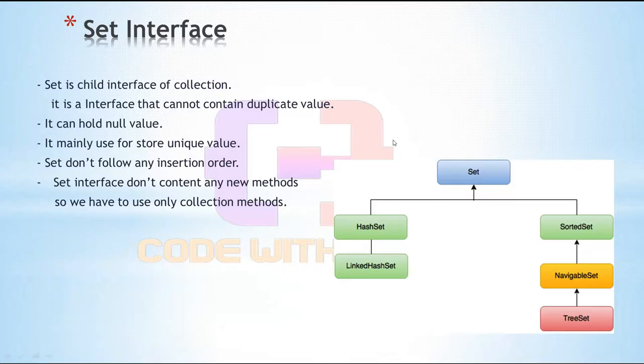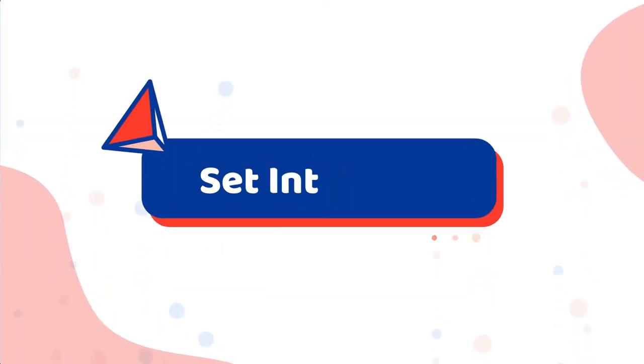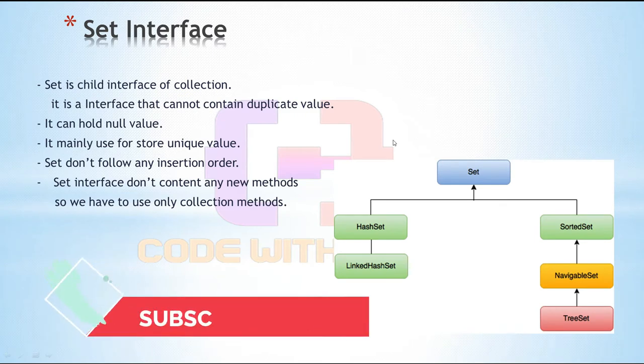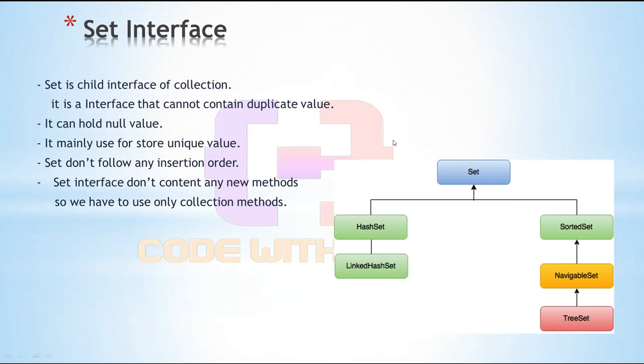In the last video we saw the queue interface. In this video we are going to discuss the set interface. We already discussed the list and queue interfaces, where we can happily store duplicate values. But now I have a requirement: I want to hold only unique values. I want something that can hold only unique values.